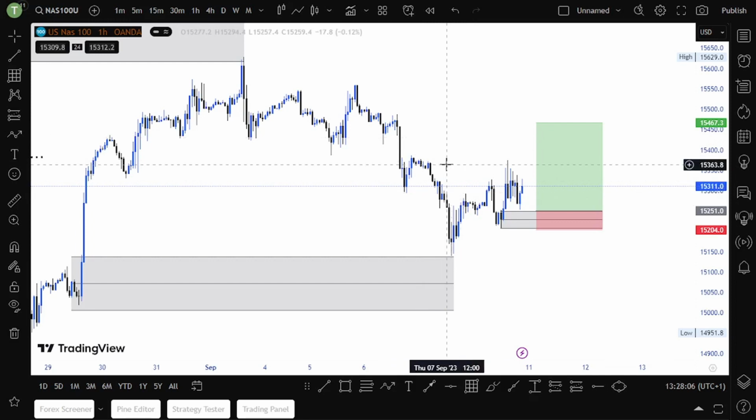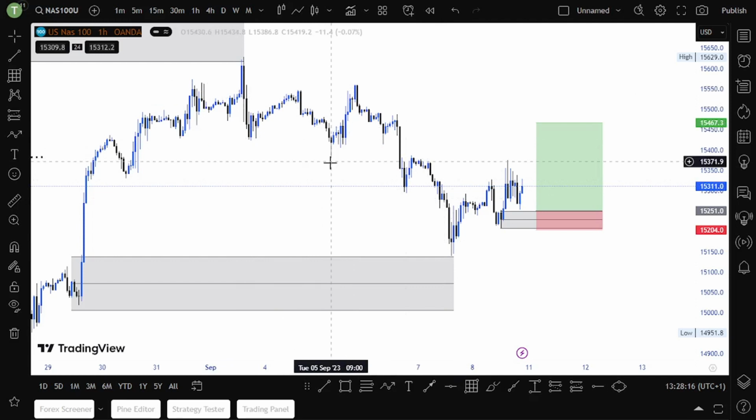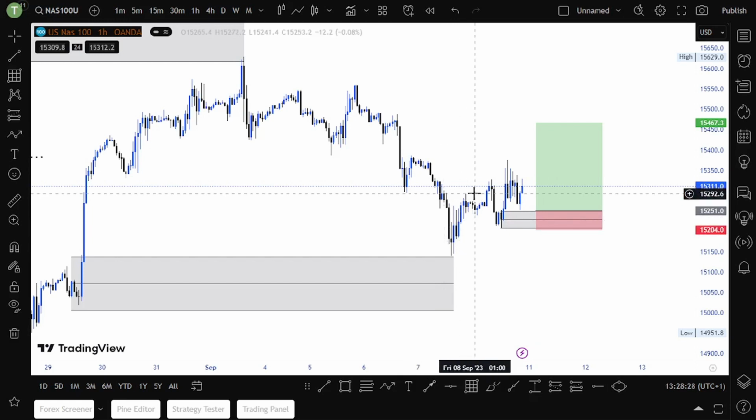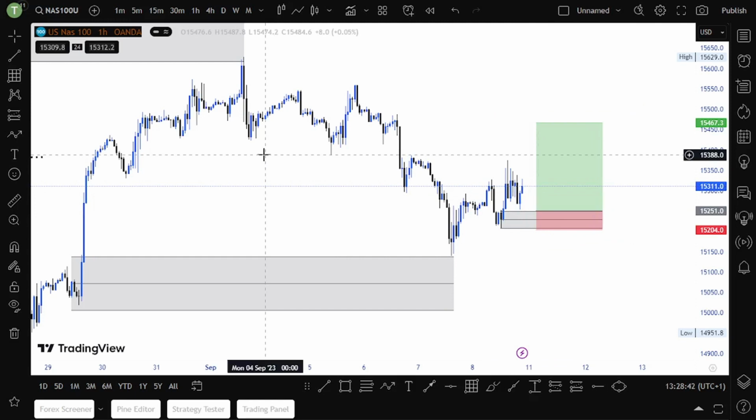As you can see here, we are in an uptrend. Price shifted from making lower highs and lower lows, and then it made higher highs and higher lows. Now we are expecting a potential higher low down here at this zone. So that is my view on Nasdaq, guys.